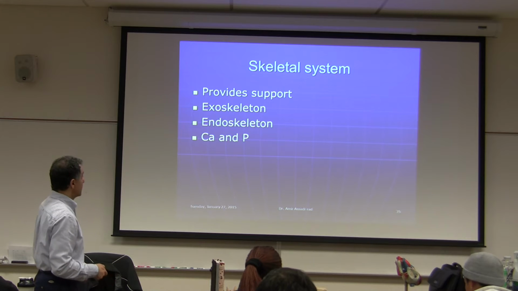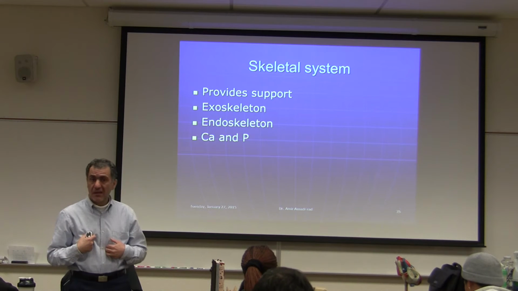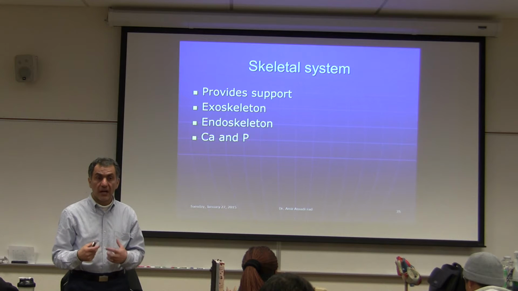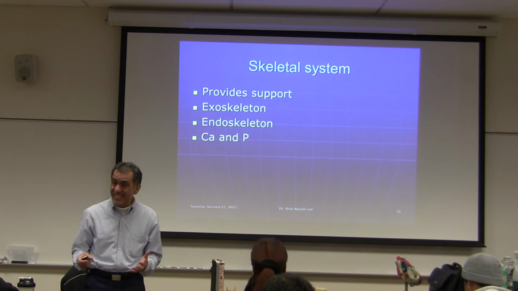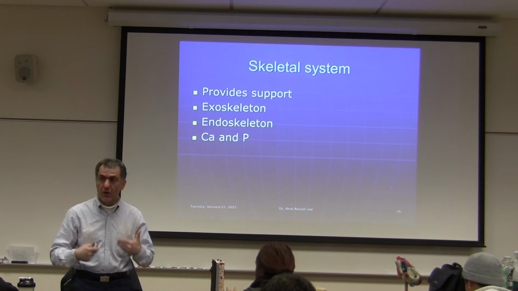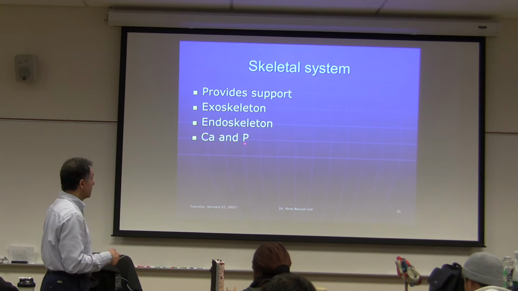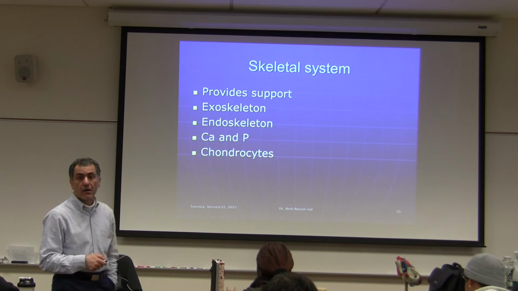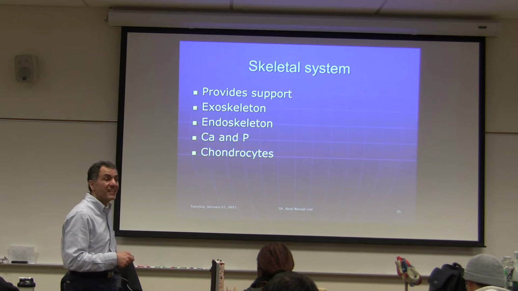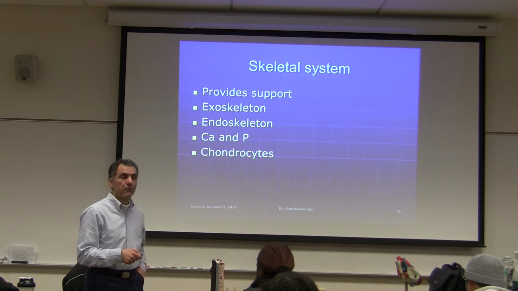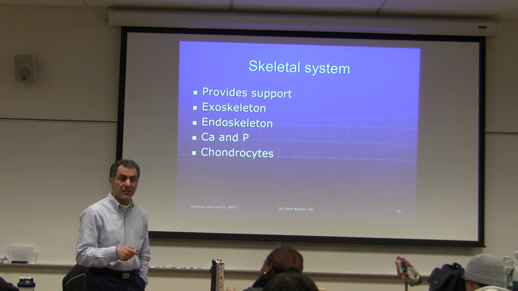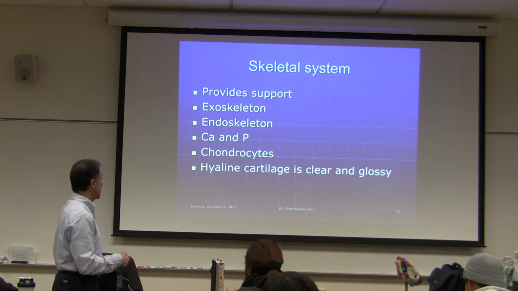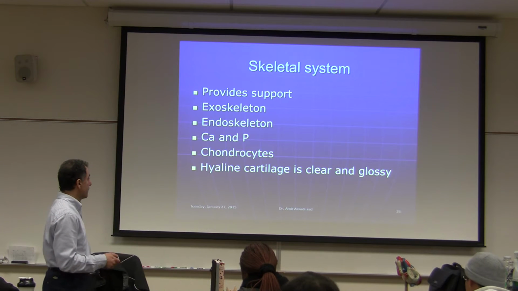Calcium and phosphorus, we have them. The exoskeleton, you will learn that it's made up of protein and chitin, something different than ours. Ours is mainly made up of calcium, phosphorus, and other protein molecules. Chondrocytes, chondro, it means cartilage. They are cartilage cells which eventually become bone cells. If time comes up, I will talk about it.